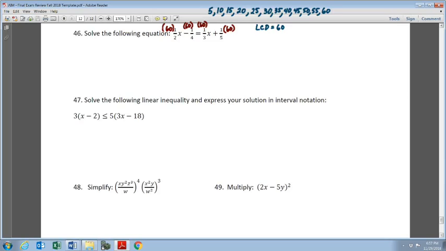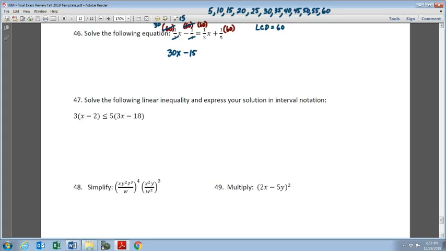And so 60 divided by 2 is 30. We're going to have 30 times x, or 30x. 60 divided by 4 is 15. 15 times 1 is 15. So we have a minus 15 there. Make sure you use a minus.